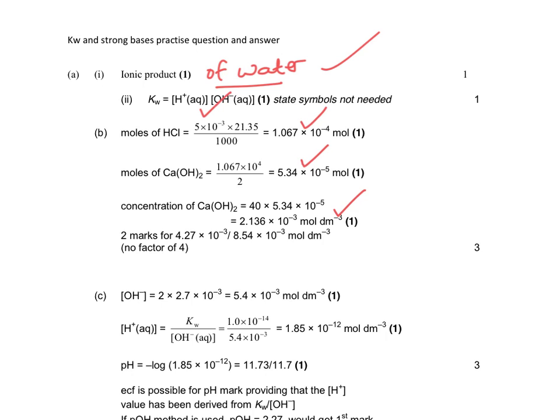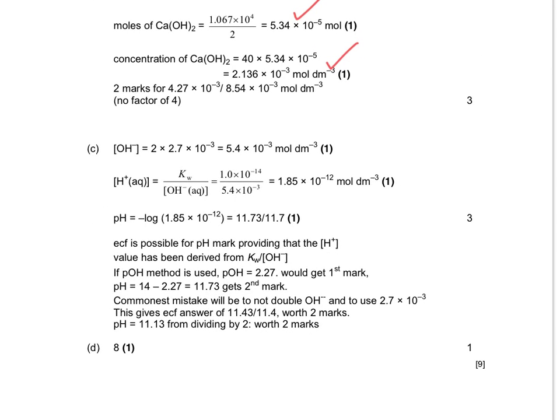Moving the page down a little bit, we got 5.4 times 10 to the minus 3, because we used the correct mole ratio of 2 times 2.7 times 10 to the minus 3. Dividing Kw by OH minus concentration gives us 1.85 times 10 to the minus 12, and we got 11.73 for that third mark. And we got 8 as our final answer.